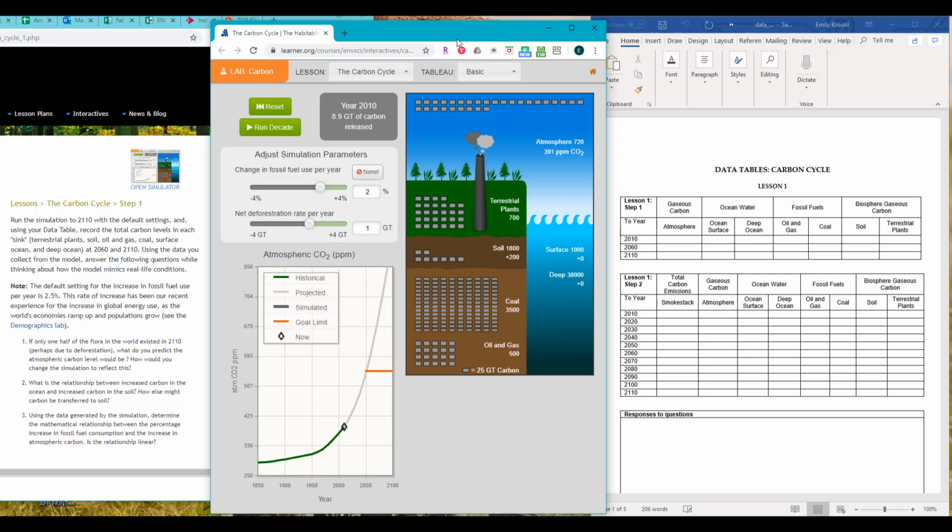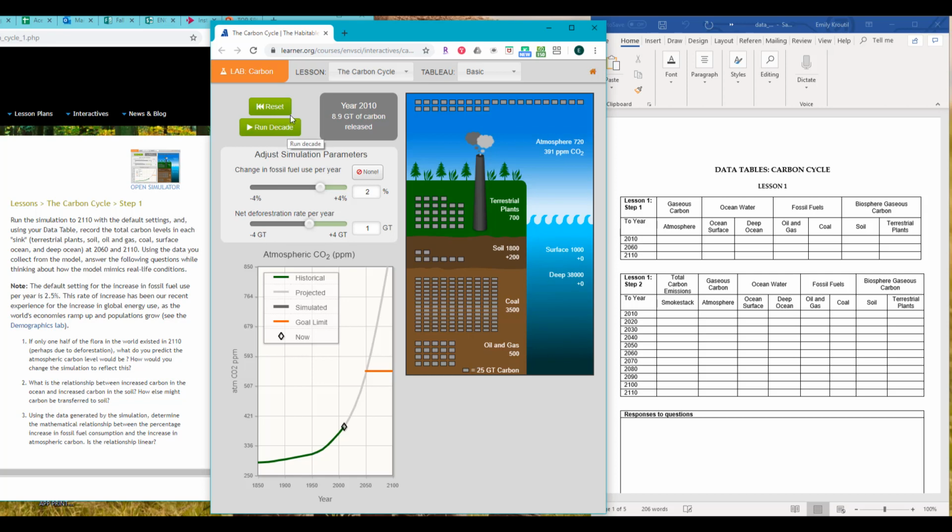So basically, the first thing we're going to do is, these are the default settings. So we're going to run the simulation to 2100 with the default settings, and we'll use our data table, and we'll record the total carbon levels in each sink at 2060 and 2100. And then we'll answer some questions.